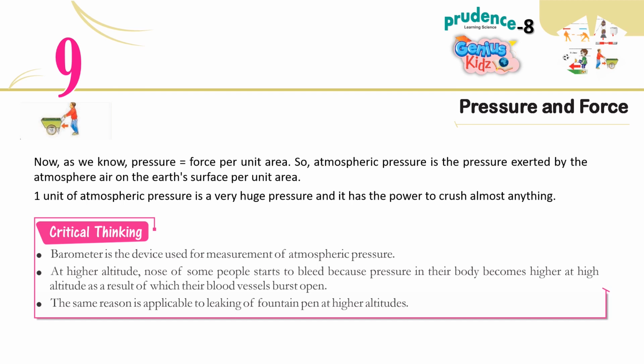Critical thinking. Barometer is the device used for measurement of atmospheric pressure. At higher altitude, the nose of some people starts to bleed because pressure in their body becomes higher at high altitude, as a result of which their blood vessels burst open. The same reason is applicable to leaking of a fountain pen at higher altitudes.